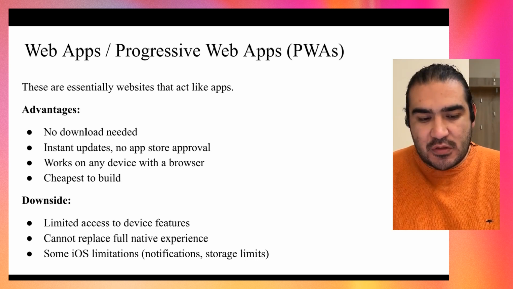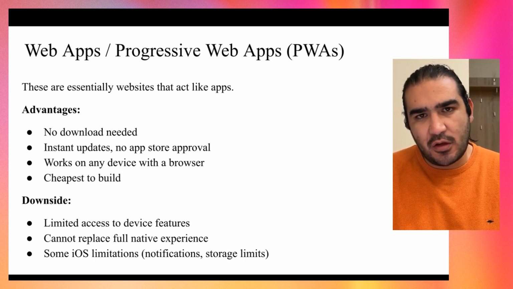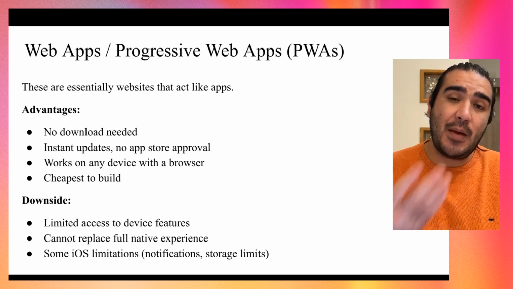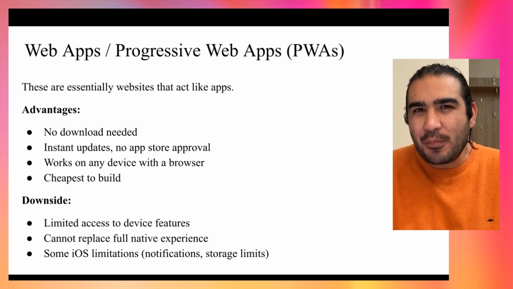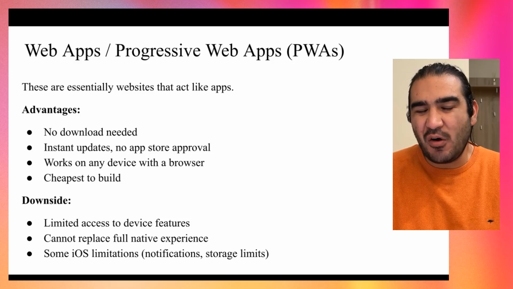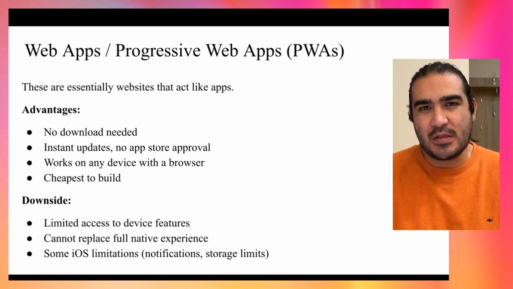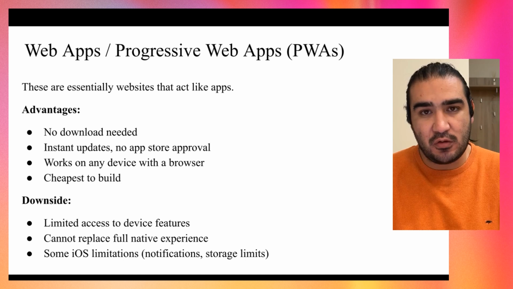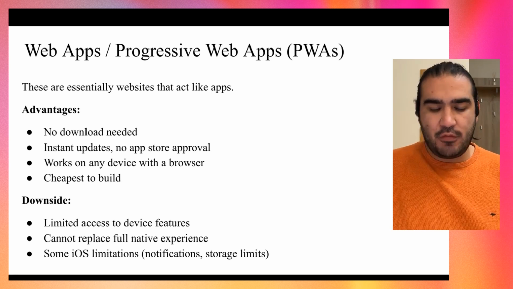And of course, some of the downsides are that there could be limits on access to some features, like the camera and other access that mobile apps can have. Also, it cannot replace the full experience of a mobile app, because browsers have their own limitations. Having a mobile app gives you a full and better experience. And it has some iOS limitations like notifications and storage limits. So there are some pros and cons to web apps, and this is briefly the web app info.